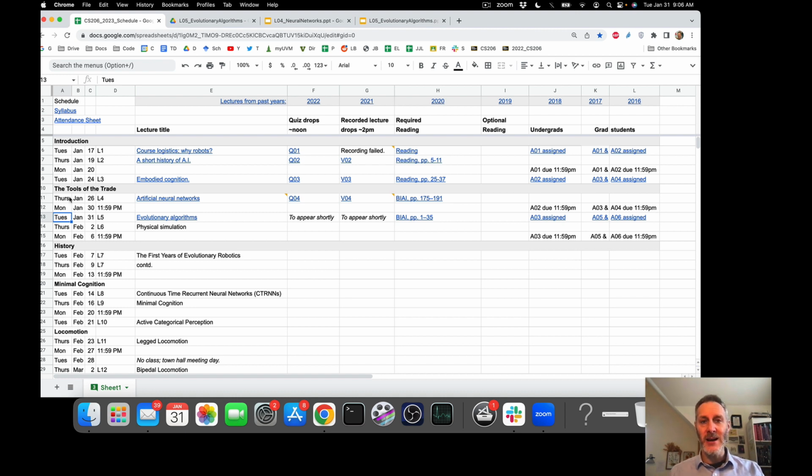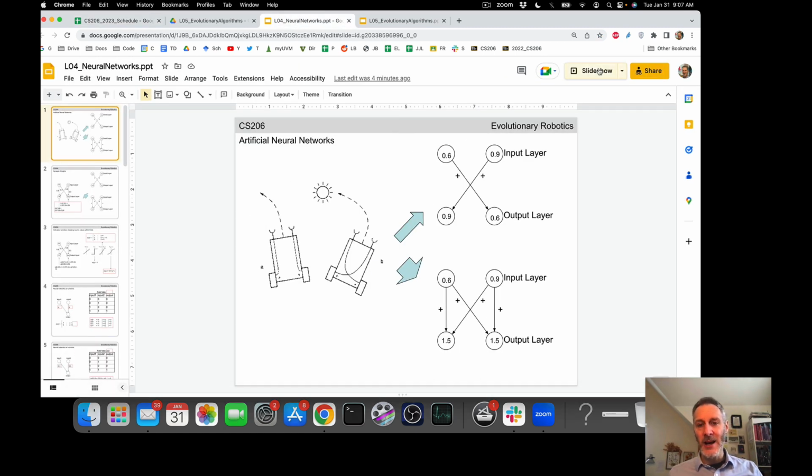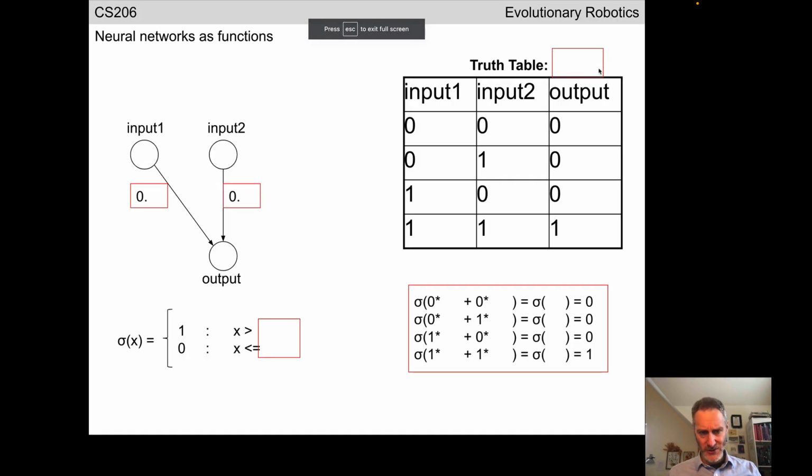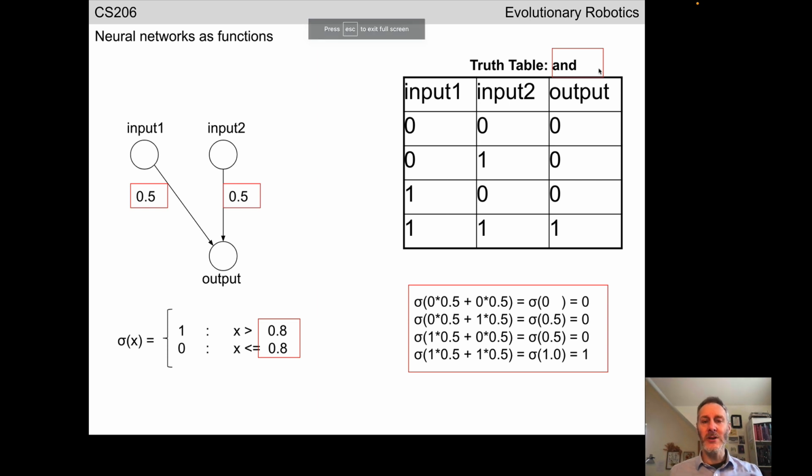We started in last time on the tools of the trade, and specifically we were talking about artificial neural networks. You are going to be implementing an artificial neural network in this class, which takes input from the robot sensors and transforms those sensor values in some way to produce outputs. And we started by talking about exactly that last time, which is how neural networks can actually encode arbitrary functions that transform their inputs into outputs in some way.